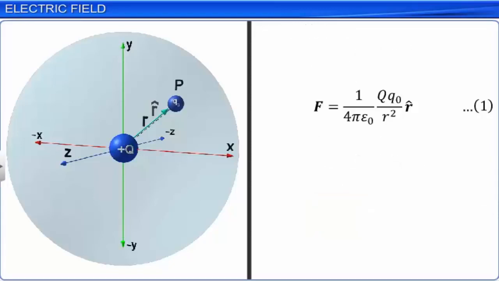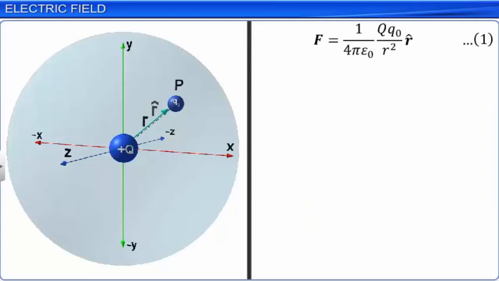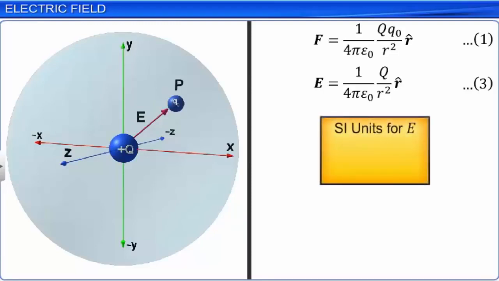Therefore, the electric field strength due to charge Q at point P is E equal to 1 by 4 pi epsilon naught Q by R square into R cap. Let this be equation 3. Electric field strength E is a vector quantity pointing in the direction of the force on a unit positive charge at a point in the electric field. In SI, it is measured in Newton per Coulomb or volt per meter.